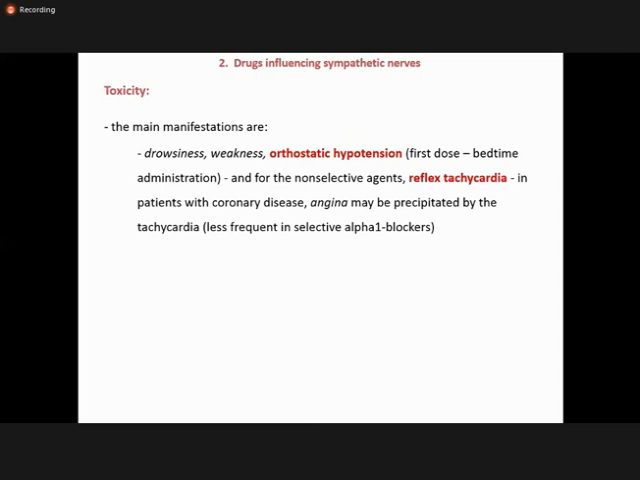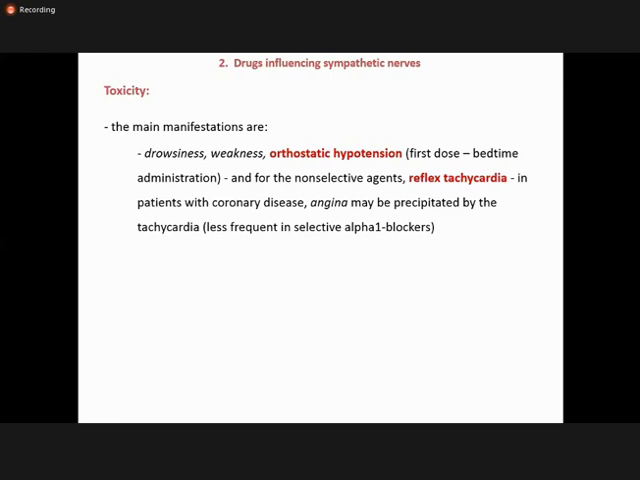Why? Because of a simple compensatory mechanism. When there is relaxation of the vessels, pooling of the blood, decreased venous return, decreased cardiac output, it will induce reflex activity. So it will increase sympathetic activity. So it will cause reflex tachycardia. More specifically, why is it related to non-selective agents? Because alpha 1 receptors are predominantly on the vessels. Okay, that we have already discussed.